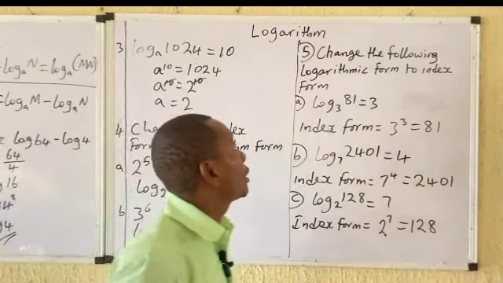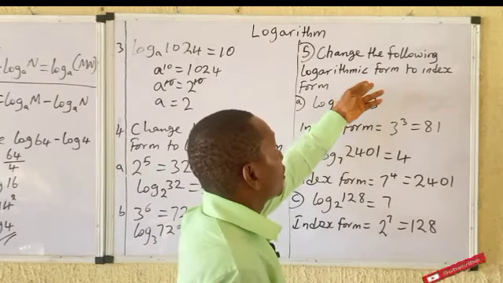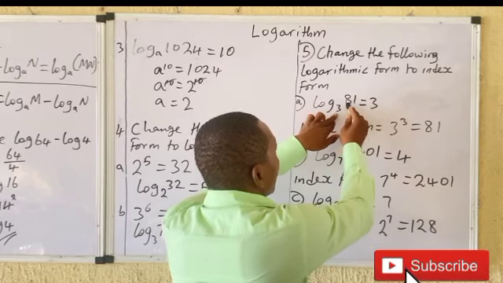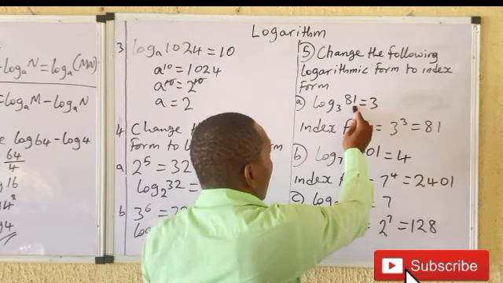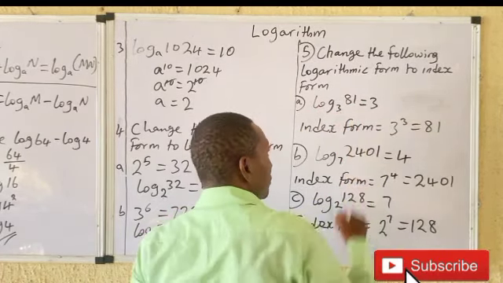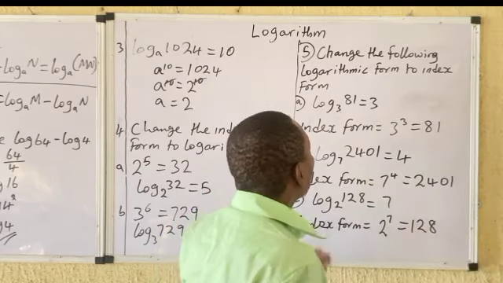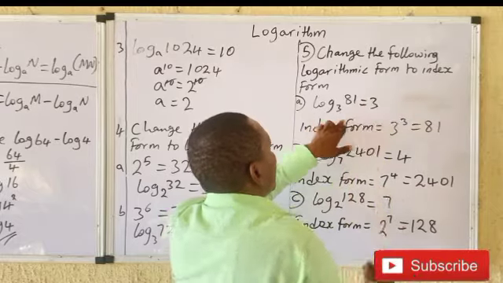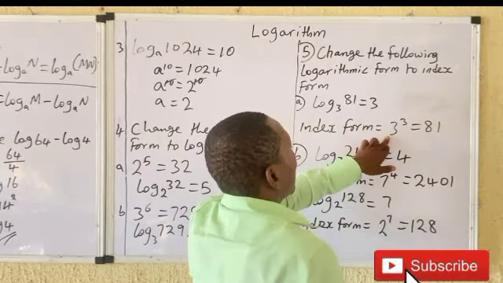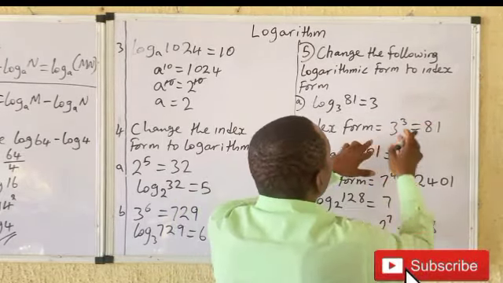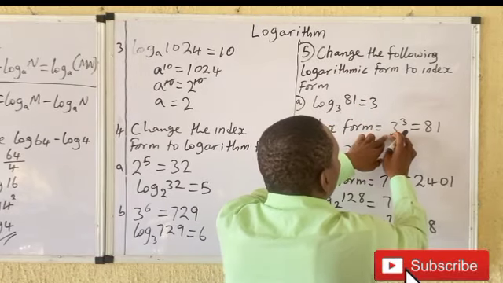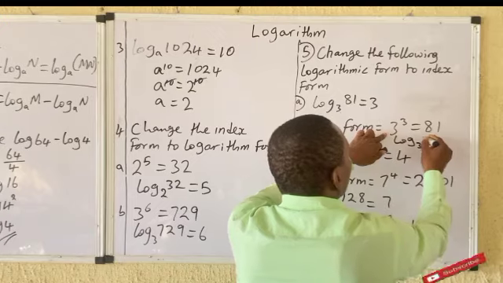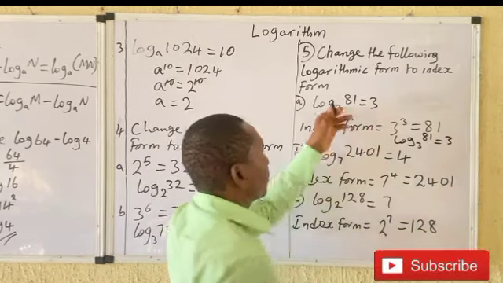Let's now change from the logarithmic form to the index form. Log base 3 to the number of 81 equal to what? Index 3. Now, how do you change it to the index form? It's also the same. This raised to power 3 equal to what? This number. So if you want to take it back to this logarithmic form, it is simple. Log base 3, 81 equals to what? 3. So you have this back.